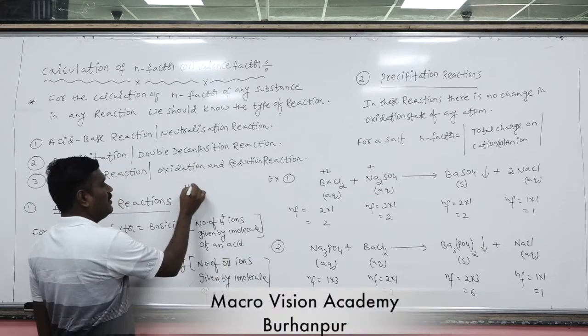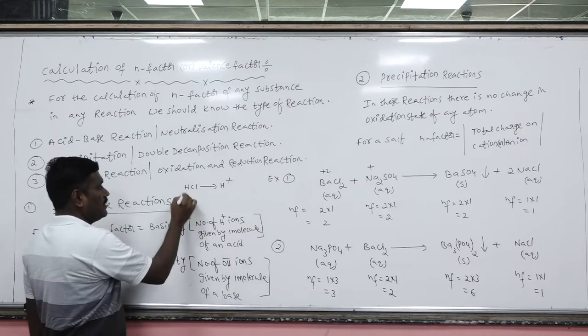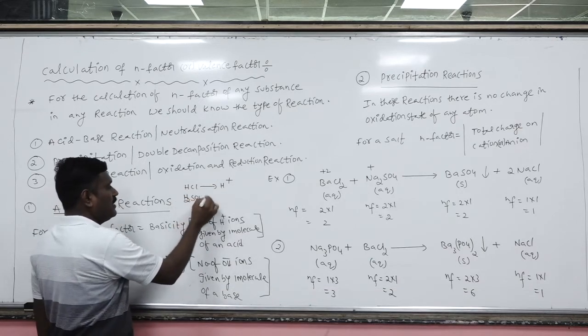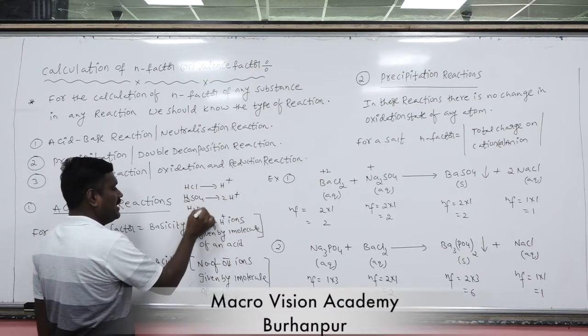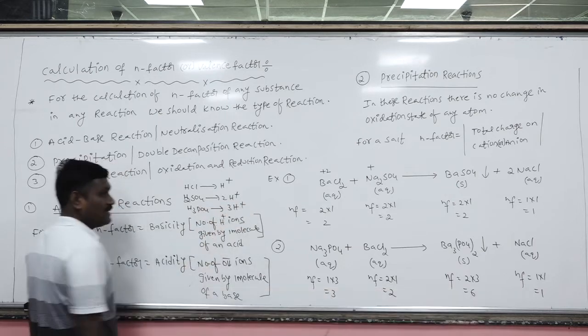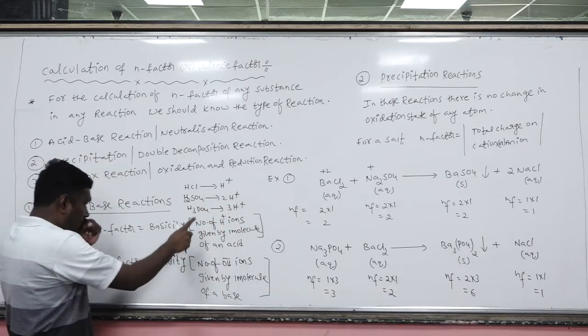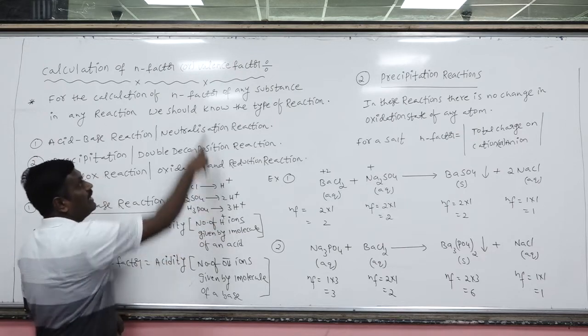Let's suppose hydrochloric acid, which gives only one H plus ion. Sulfuric acid gives a maximum of 2 H plus ions. Phosphoric acid may give a maximum of 3 H plus ions. Remember, the sulfuric acid N factor may be 1, may be 2 also, which depends again upon the nature of the reaction.